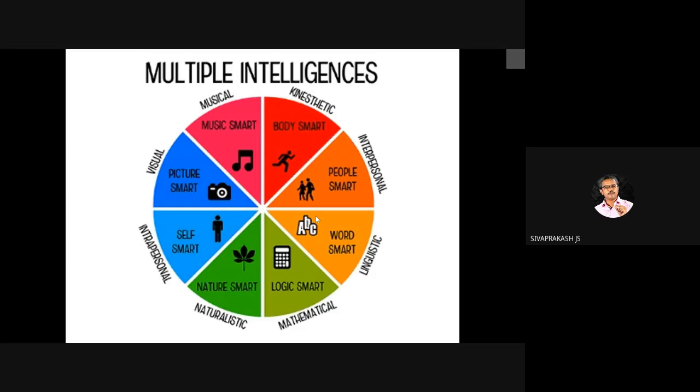Then we will segregate the students into different types of intelligence, right? So there are different types of intelligence. Kinesthetic intelligence, they are called bodily smart. Interpersonal intelligence is called people smart. Linguistic intelligence is called word smart. He will write poems, poetry well.